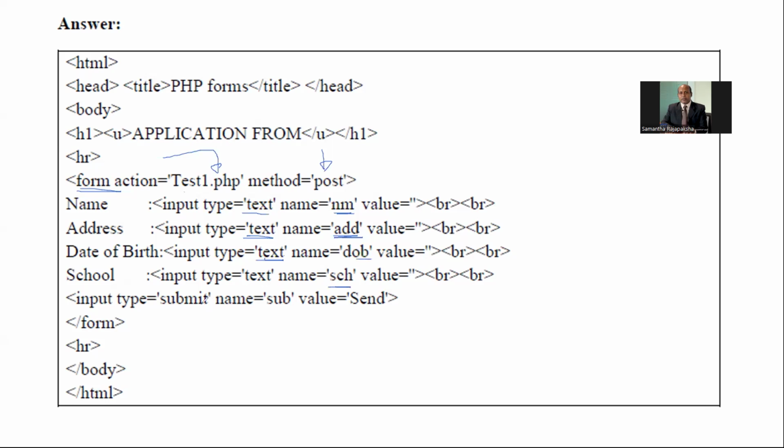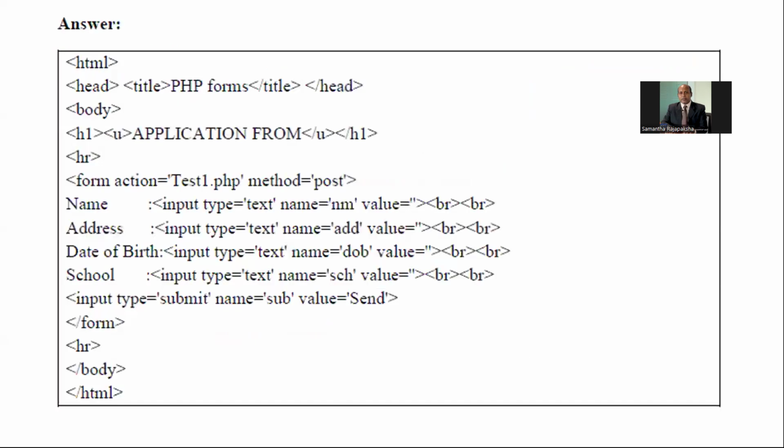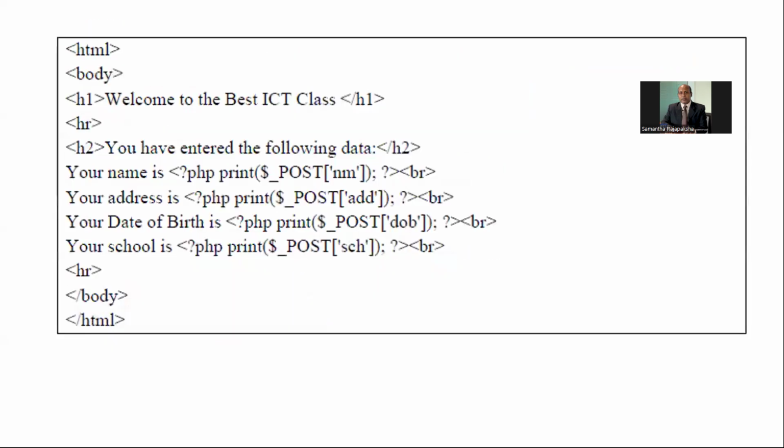And when the user clicks the submit button, remember this file will be executed. That is test1.php will be executed. In this case, what I want to do is get the values the user has filled in and display each value one by one. When the user fills in the values, name, address, date of birth, and the school, I want to display them like this. Then to get the values, you can write the code for this test1.php like this. So first I am getting the name because I gave the variable name as this one.